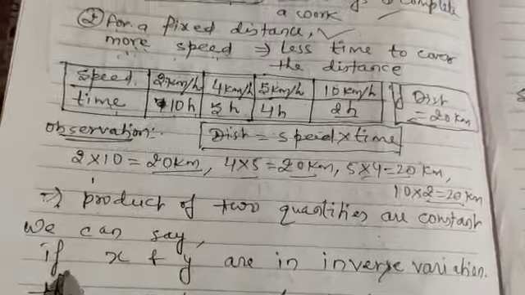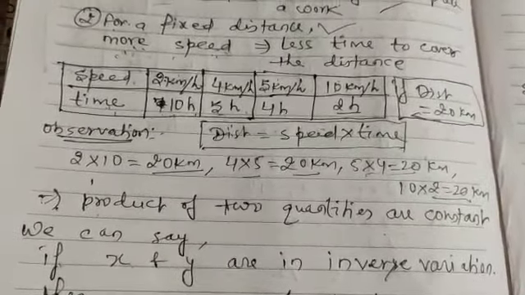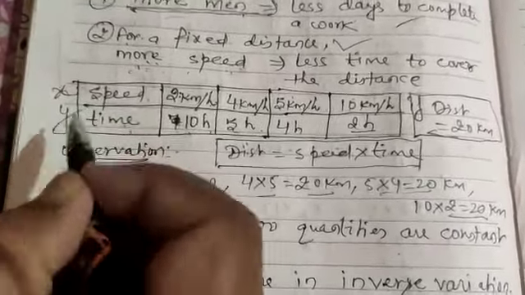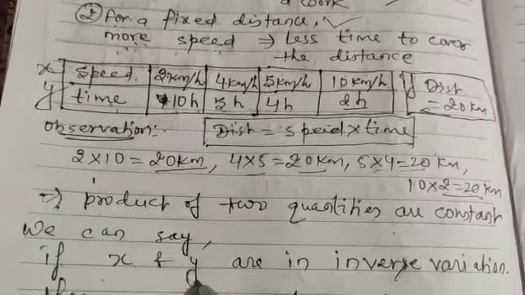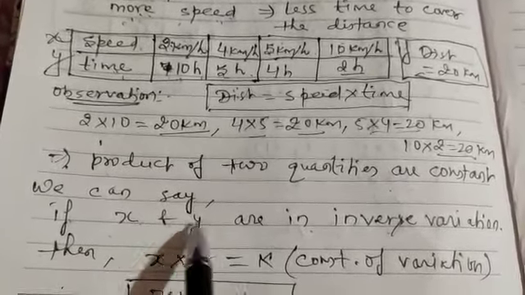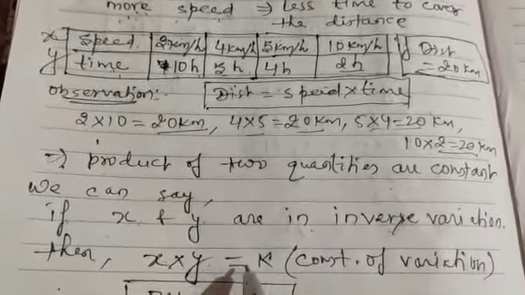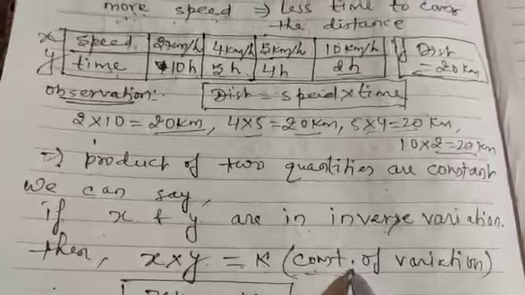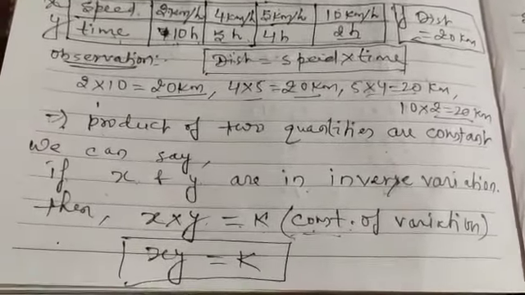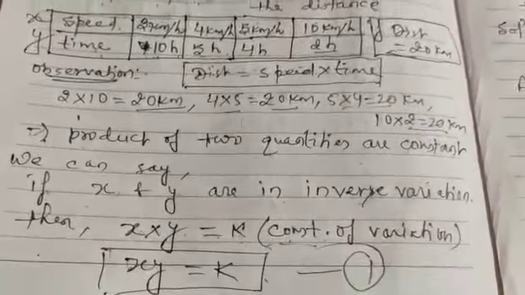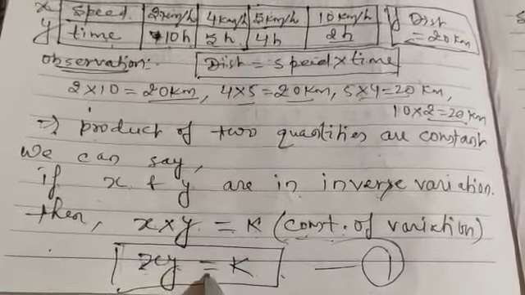Therefore we can say that if x and y are two quantities, for example speed and time, you can take this as x and this as y. If x, y are in inverse variation, then from the above observation we know that their product will remain constant, that is x multiplied by y is equal to k. And as we have seen earlier, k is called the constant of variation, that is xy equals k. So we get a result that the product of two quantities is a constant value.